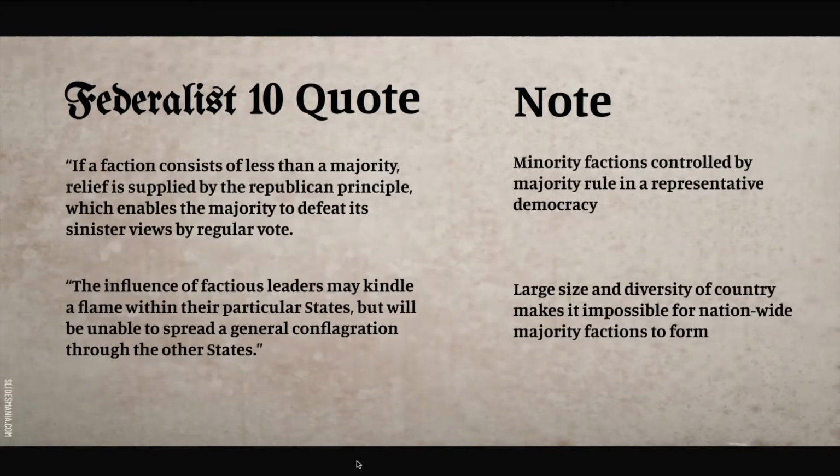He notes, minority factions are controlled by the majority rule principle in a representative democracy. Writing, "If a faction consists of less than a majority, relief is supplied by the republican principle, which enables the majority to defeat its sinister views by regular vote." What about tyranny of the majority, a majority faction? Well, he explains that the large size and diversity of this new country under the Constitution will make it impossible for nationwide majority factions to form. Writing, "The influence of factious leaders may kindle a flame within their particular states, but will be unable to spread a general conflagration through the other states."